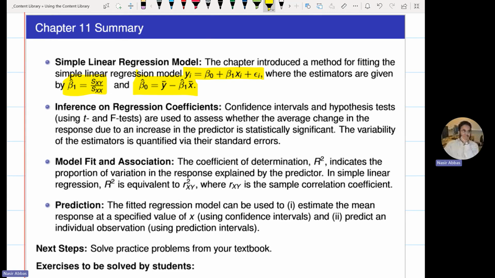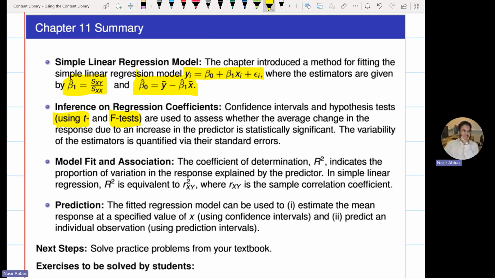After estimating these coefficients, the next step is to do the hypothesis testing. In chapter 11, we used only the t-test and the f-test for testing hypotheses. T was for testing the significance of a single predictor. F was for testing the significance of the whole model, but they both became the same. Why? Because there is only one predictor. So T and F gave us the same decision, the same conclusion.